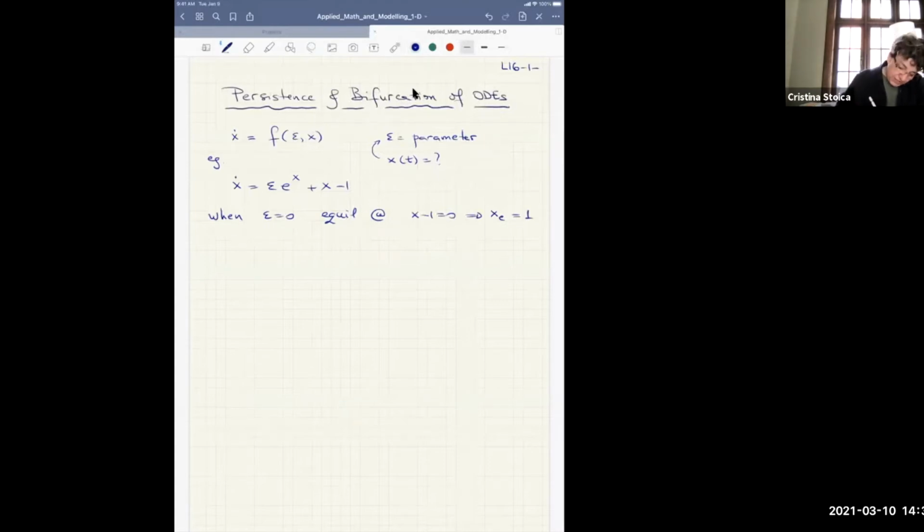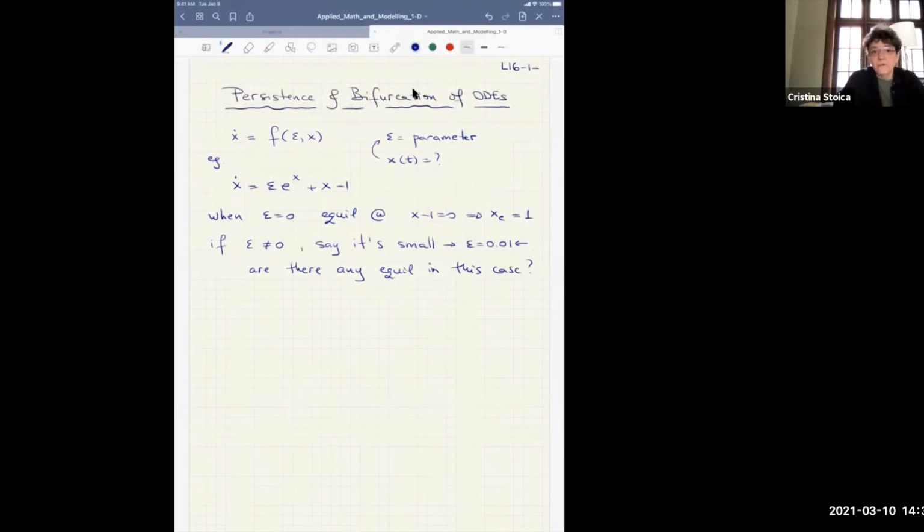So the main question now is, if epsilon is not 0, but we jiggle it around 0 a little bit, say it's small, like epsilon is 0.01, just a number, are there any equilibria in this case? If yes, how many? If no, how come they disappeared? So it's something like this.